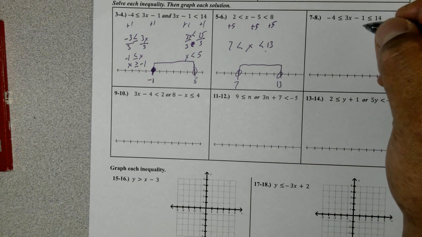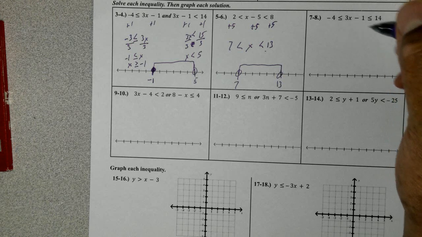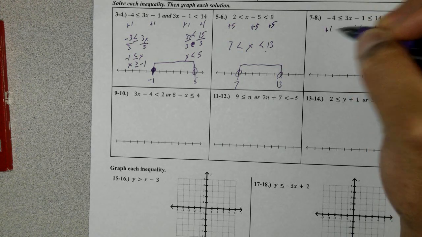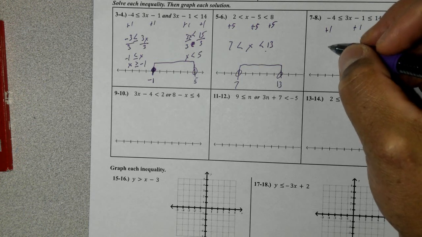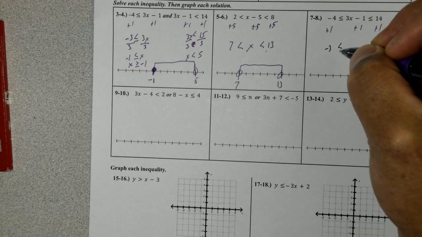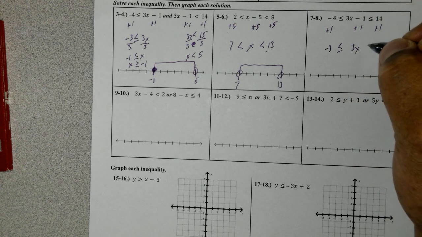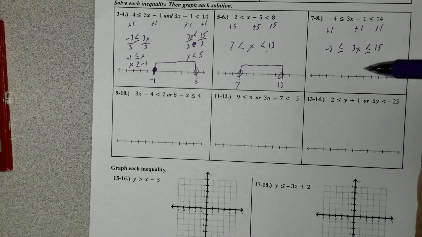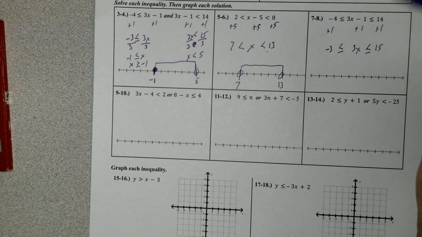Next one, 3x minus 1 again. Matter of fact, you're going to notice something similar about this. Plus 1, plus 1, plus 1. You get -3 less than or equal to 3x less than or equal to 15. If this sounds familiar, it's because it's the same as 3 through 4.